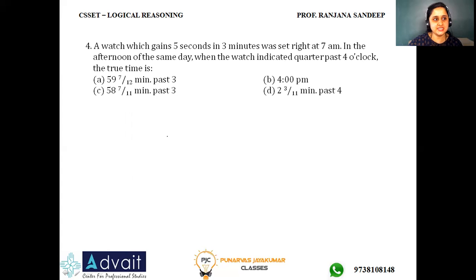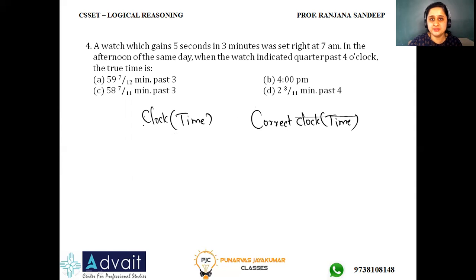A watch which gains 5 seconds in 3 minutes was set right at 7 a.m. In the afternoon of the same day, when the watch indicated quarter past 4 o'clock, the true time is. Okay. So see, here we are going to divide this problem into two parts. One is the clock or just the time, and another is correct time or correct clock. So we are going to compare these two now.